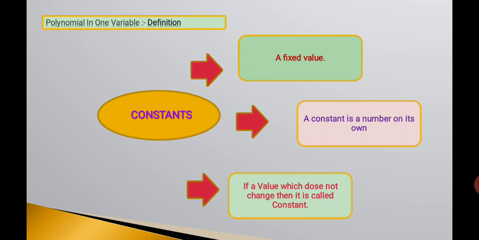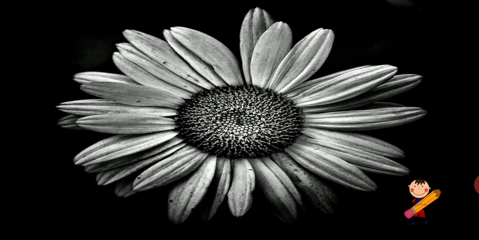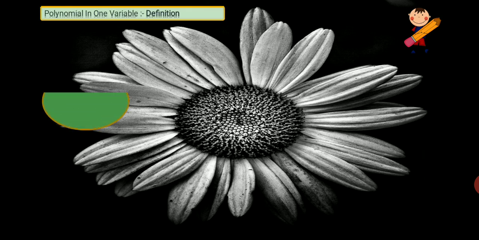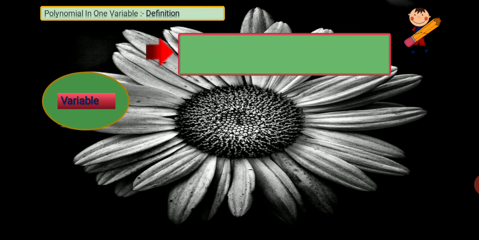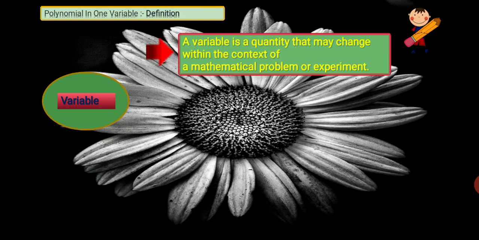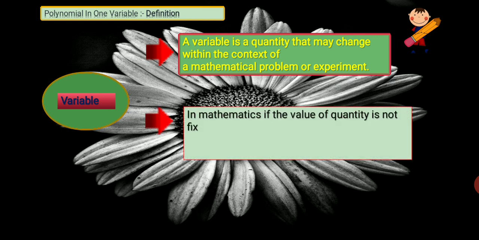The opposite is a variable. Variables vary, they are changeable. So the definition of a variable: a variable is a quantity that may change within the context of a mathematical problem or experiment. In mathematics, a variable is a quantity whose value is not fixed.